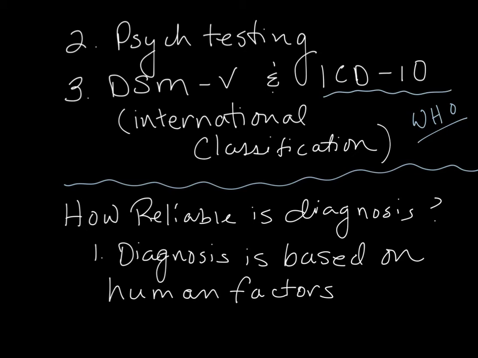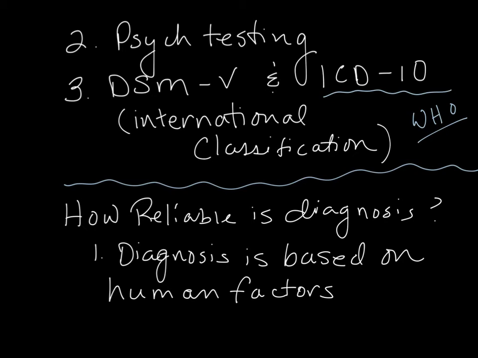Sometimes you'll see it listed as diagnosis/ICD code as well. And insurance companies use these codes when they're paying out claims. The next thing we're going to get into is the reliability of diagnosis.